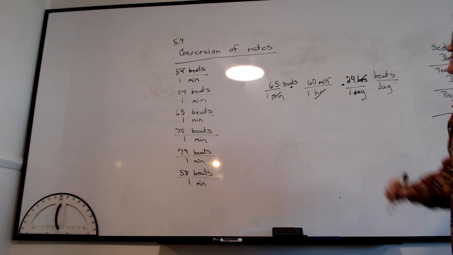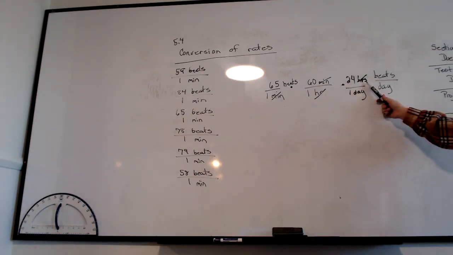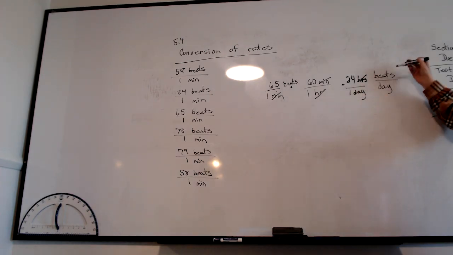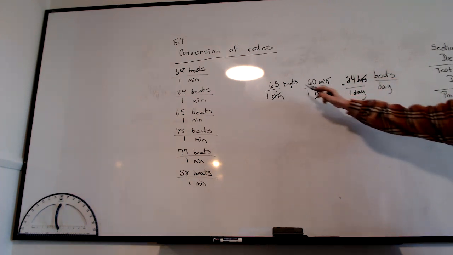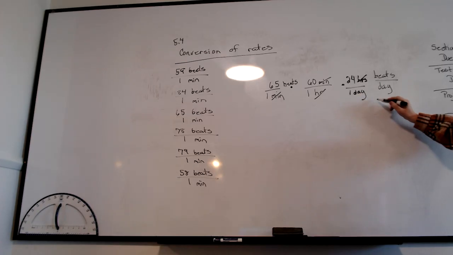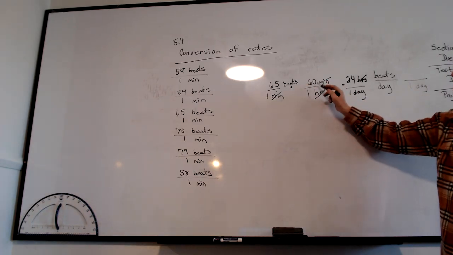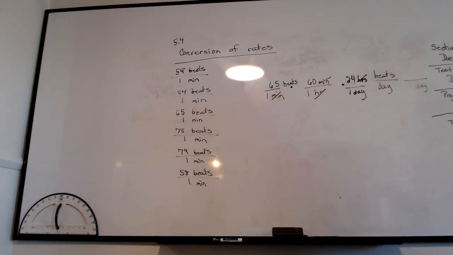Hours cancel, because one is in the numerator, one's in the denominator. Just like if they were X's or Y's, you can cancel units. And then we're gonna have now beats and day. We have a 1 day in the bottom, so it's a 1 day. And if we multiply 65 by 60 by 24, we get how many beats in a day? How many do we get? 93,600.